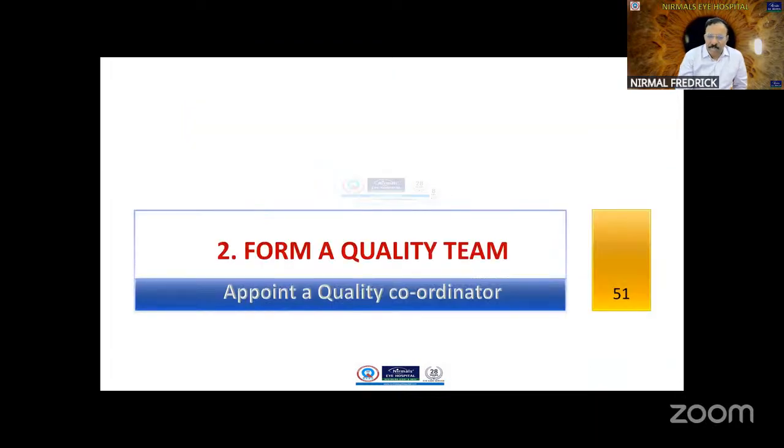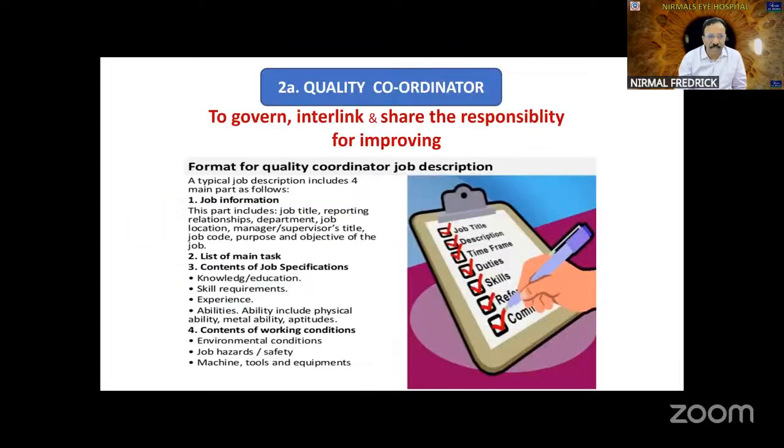The second step is forming a quality team. Each hospital needs to appoint a quality coordinator who will deal with your staff, coordinate the work among them, as well as coordinate the assessment with the NABH secretariat. This quality coordinator ideally should be a senior person who understands the hospital and has a good working relationship with all the hospital staff. There is a job description for them, and they need to take this as a full-time job.